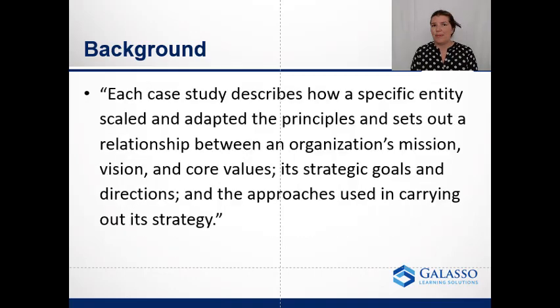So it is a case study based approach. As COSO says, each case study describes how a specific entity scaled and adapted the principles and set out a relationship between an organization's mission, vision, and core values, its strategic goals and directions, and the approaches used in carrying out this strategy. Again, they're focusing in on examples. They provide context in particular industries, so they're going to have specific examples, and they're going to vary their industries. It's going to give background information on the particular entity in the example, and it's going to highlight what principles were being focused on.